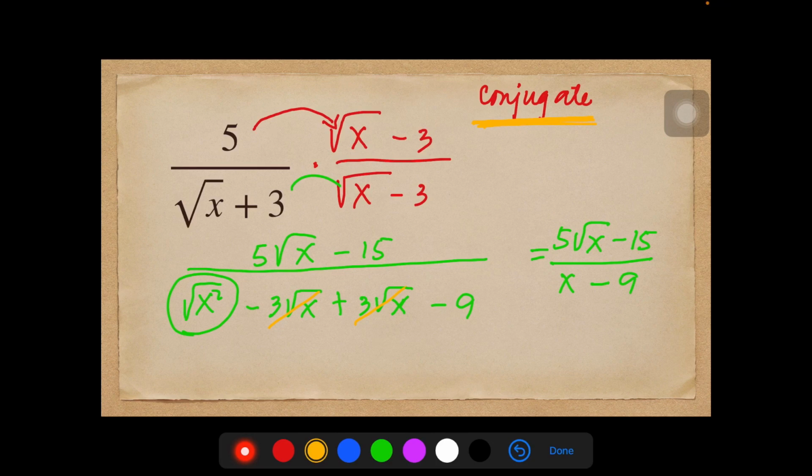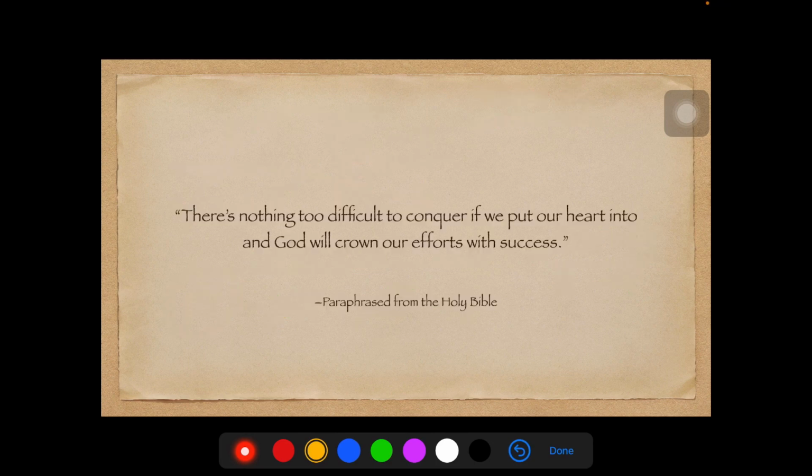And in closing, we have this quotation: there's nothing too difficult to conquer if we put our heart into it, and God will crown our efforts with success. That is paraphrased from the Holy Bible, and I hope you can gather so much joy in pondering on this one. Happy learning ahead.